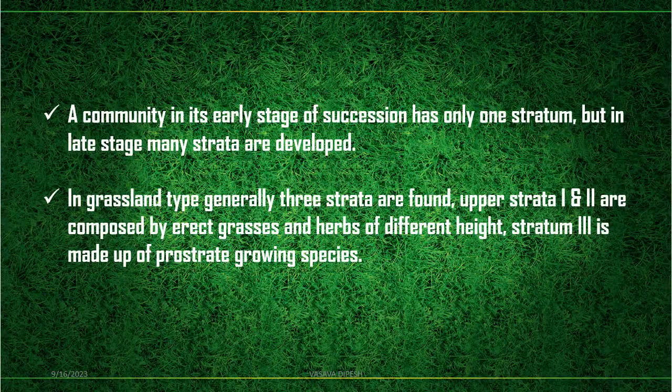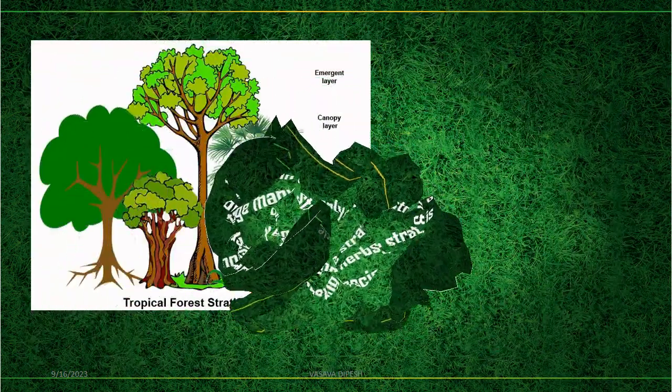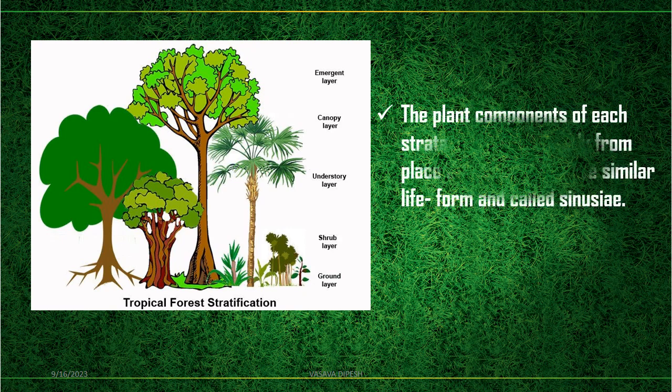A community in its early stage of succession has only one stratum, but in later stage many strata are developed. In grassland type generally 3 strata are found. Upper strata 1 and 2 are composed of erect grasses and herbs of different height. Stratum 3 is made up of prostrate growing species. The plant components of each strata vary considerably from place to place. These have similar life form and are called synecy.